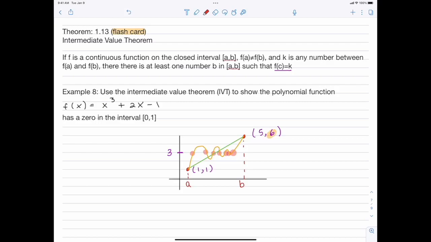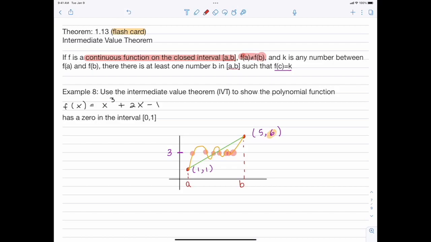But, and this is important, in order to use the intermediate value theorem, you have to establish that it's continuous on the closed interval from a to b, and that f of a does not equal f of b. Okay, those two things have to be established.